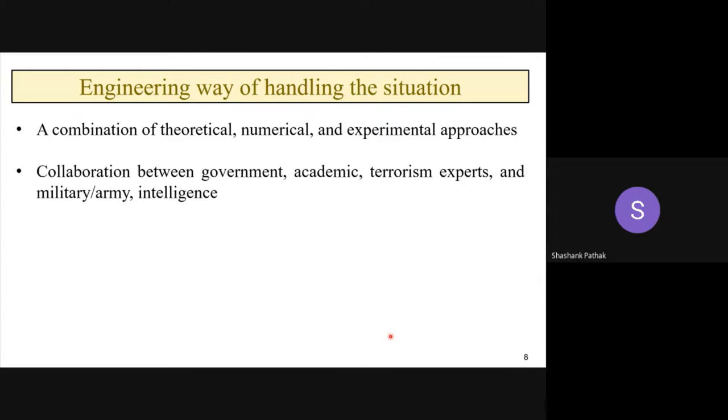Also, we need to collaborate with government, academics, terrorism experts, and military and army intelligence. Because these organizations and people have a lot of information and resources which will inform you what is going to happen or what may happen, what kind of blast can happen. So without proper collaboration with them, we cannot make a useful simulation, or a useful theoretical or experimental investigation. So stakeholders provide so much information to guide you in the right direction.